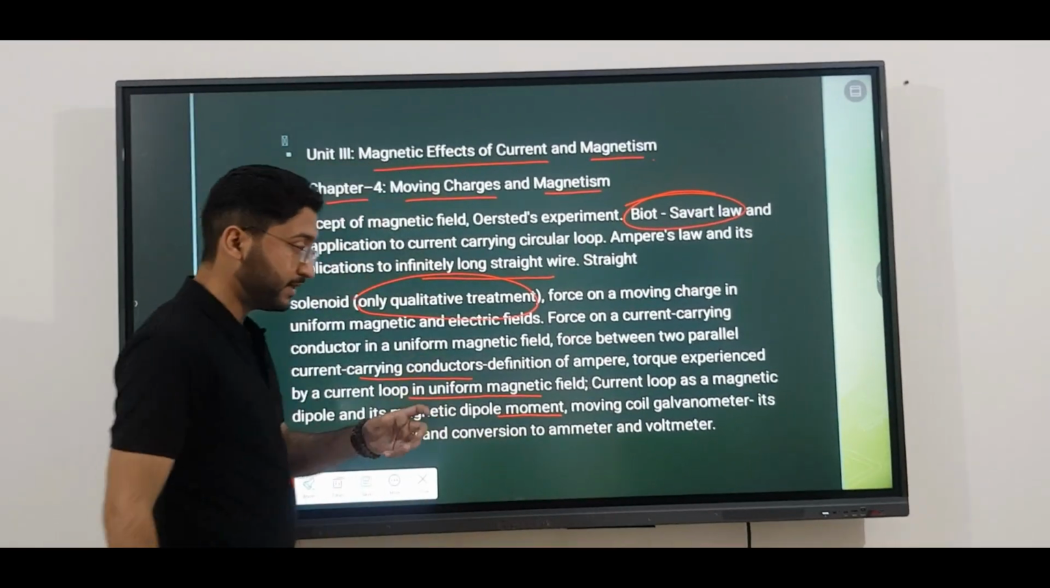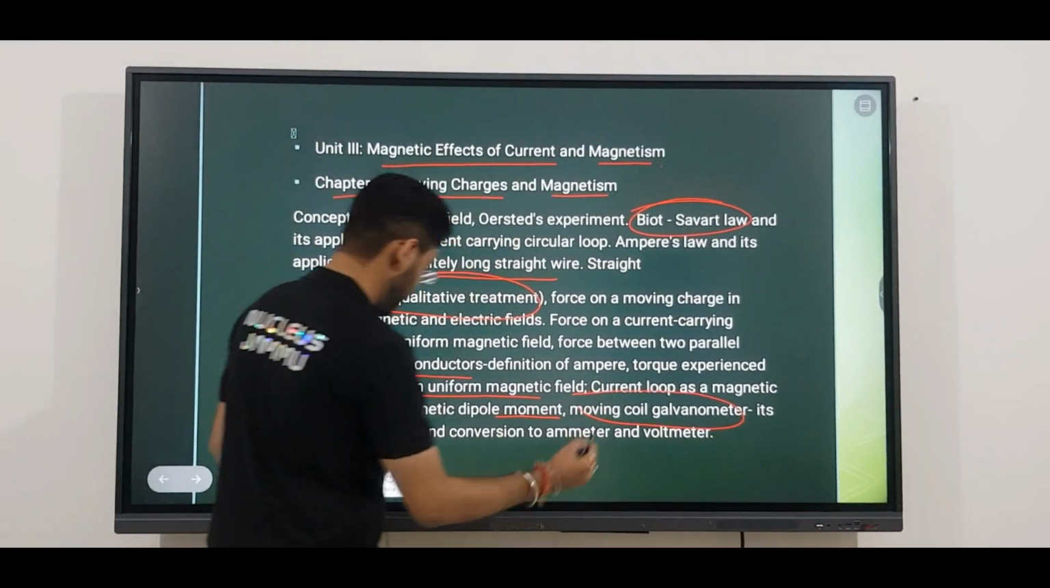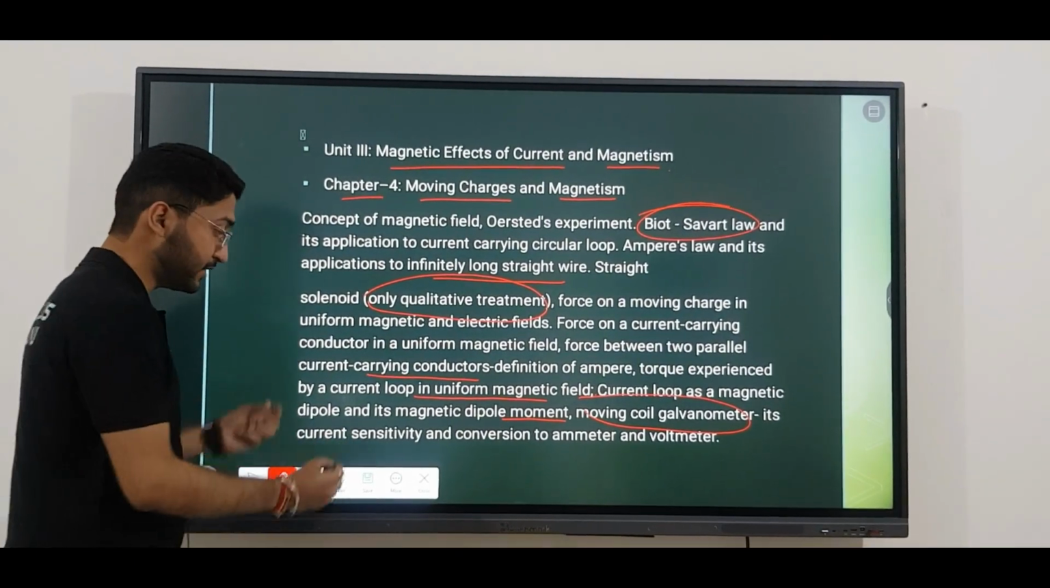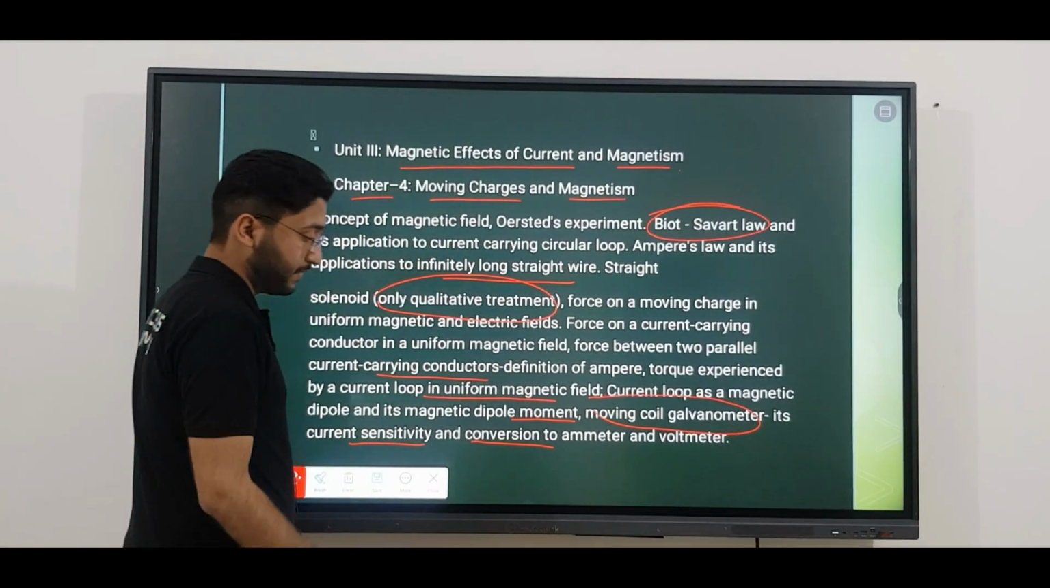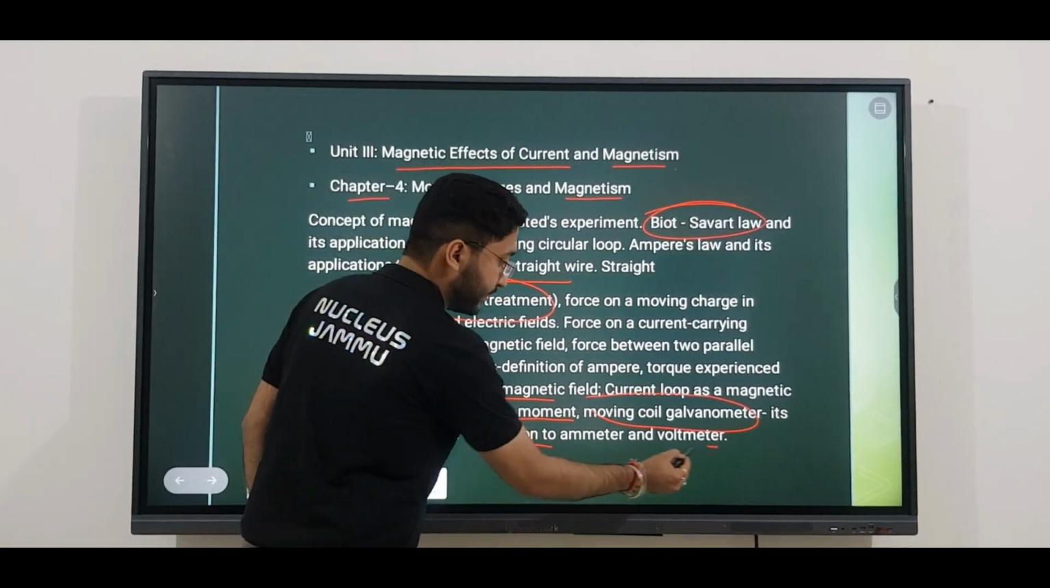Moving coil galvanometer, this is very important. And its current sensitivity. These are short topics which are very important for the final paper. Conversion to ammeter and voltmeter.